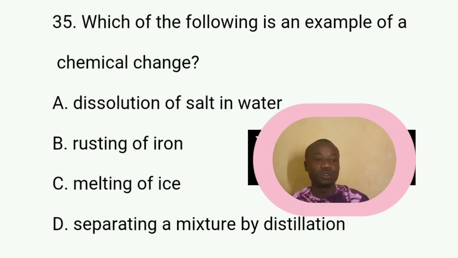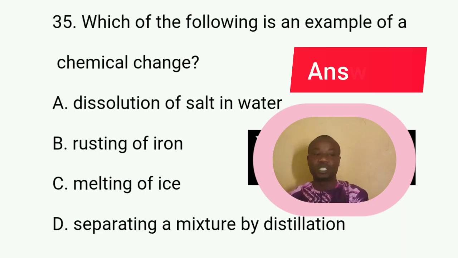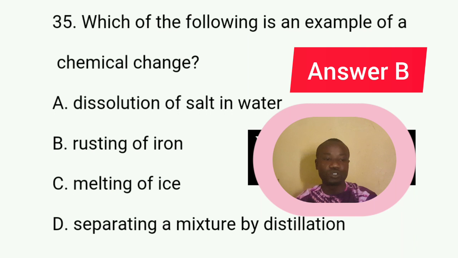Now let's analyze. The solution of salt in water, that is a physical change. B, rusting of iron, that is chemical change. C, melting of ice, physical change. D, separation of mixture by distillation, that is also physical change. The right answer to the question is rusting of iron, which is chemical change.